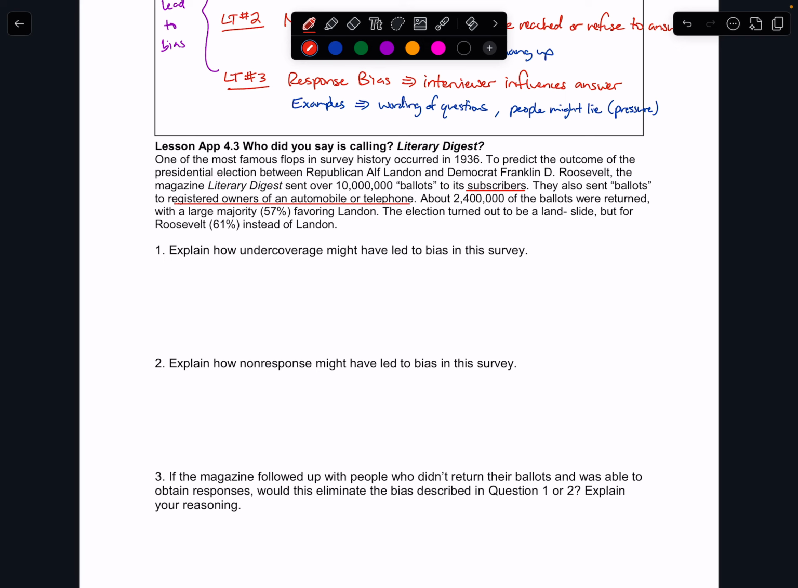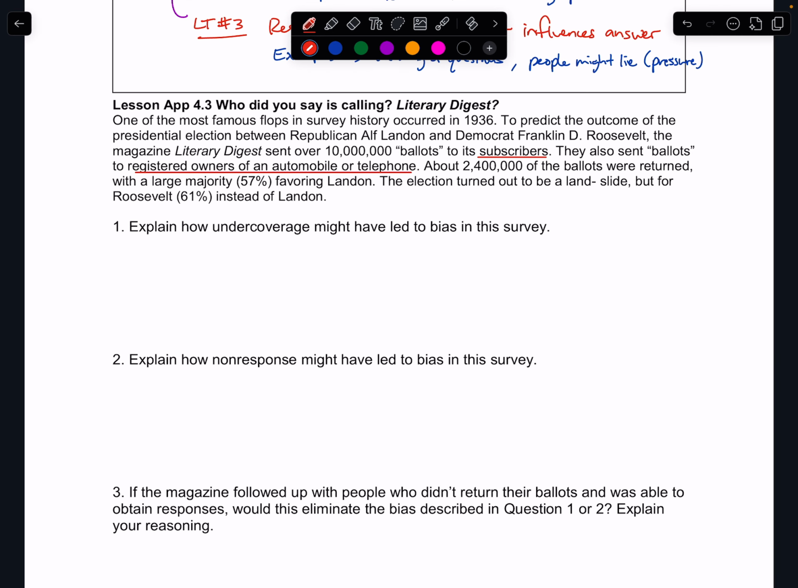So question 1 says, explain how undercoverage might have led to bias in this survey. So how did we do undercoverage? Well, ballots, quote unquote ballots, were only sent to subscribers, and automobile or telephone owners.